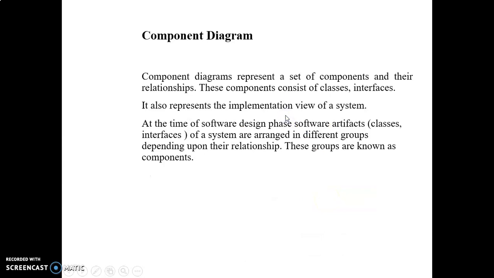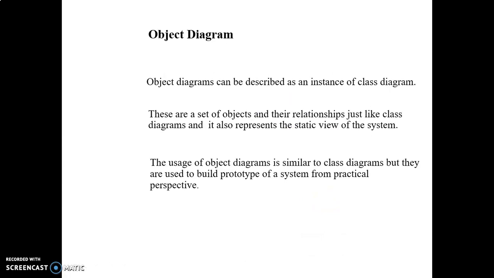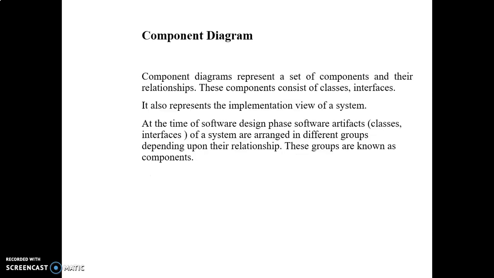Now coming to the object diagram. Object diagrams can also be described as an instance of a class diagram. These are a set of objects and their relationships, just like class diagrams, and they also represent the static view of the system. The usage of object diagrams is similar to class diagrams, but they are used to build a prototype of a system from a practical perspective.